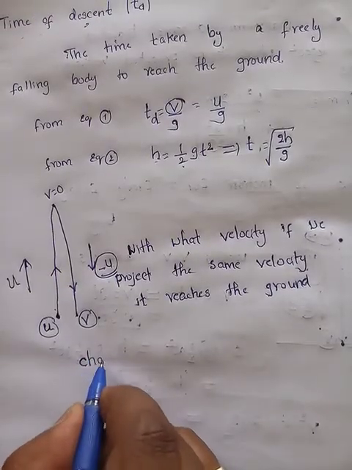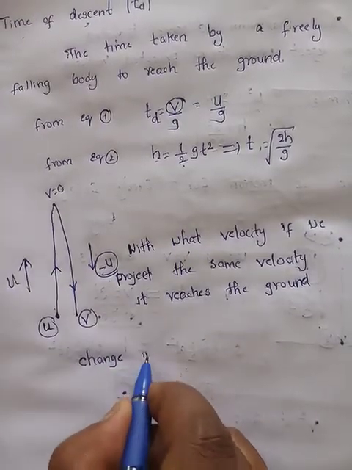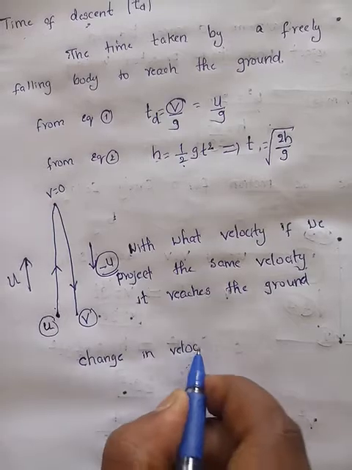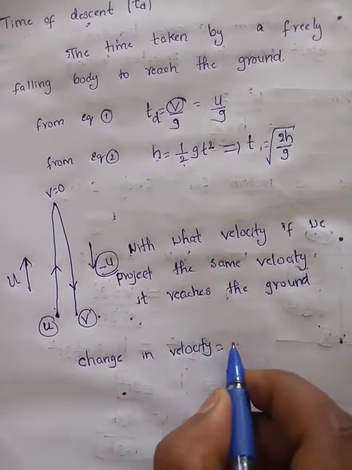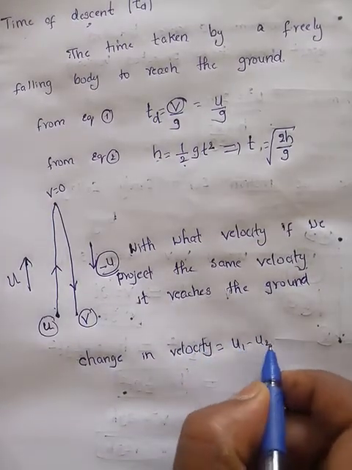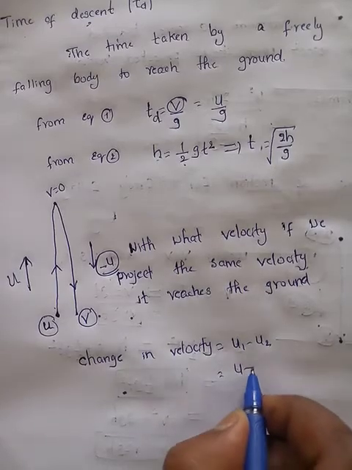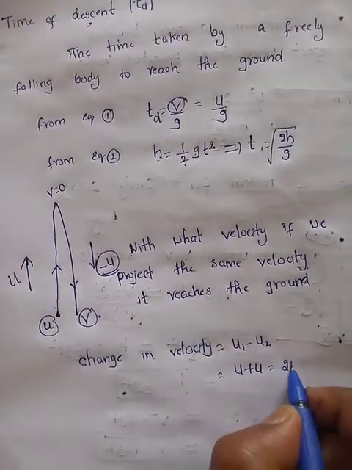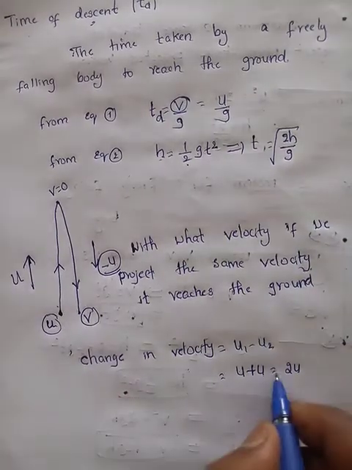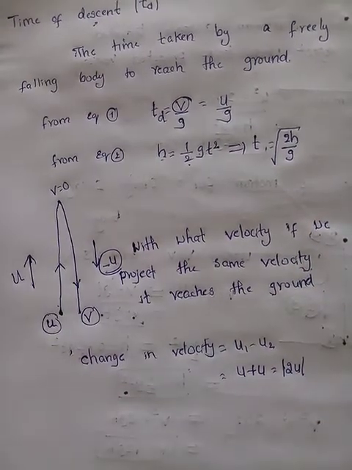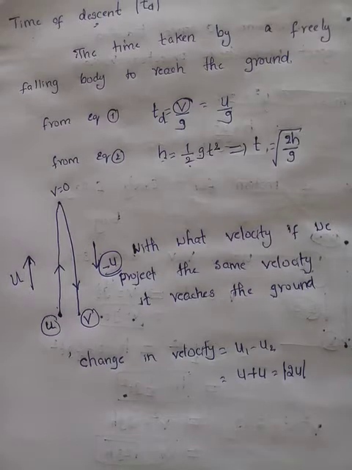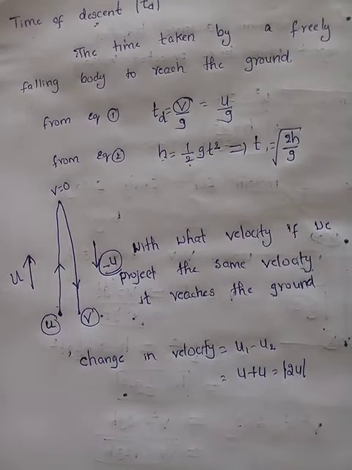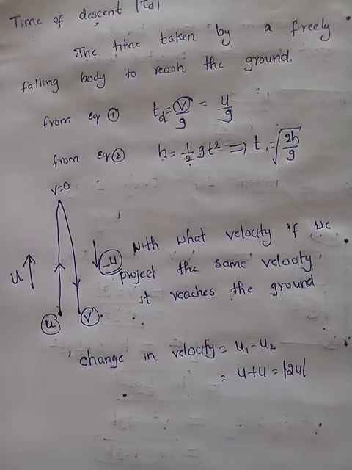So the total change in velocity in a projectile is equal to what? u1 minus u2 or u2 minus u1. u positive, minus of minus, plus u. So how much? 2u. So the magnitude of change in velocity is 2u. But if you project a body with some velocity, the body will come to the ground with the same velocity but in opposite direction.